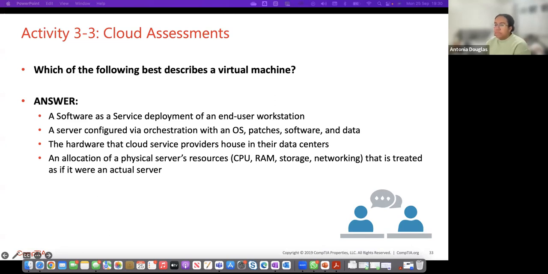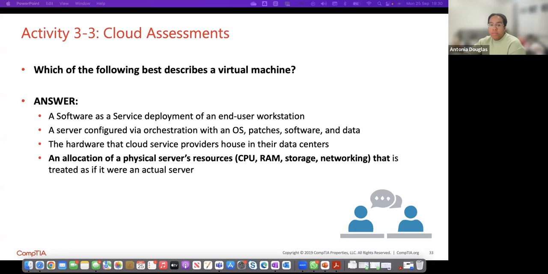Okay, let's see the answer. A lot of you were right, the last one, D, number 4, but that is the correct answer. So a virtual machine is best reflected here as the allocation of physical server resources that's treated as if it was an actual server.